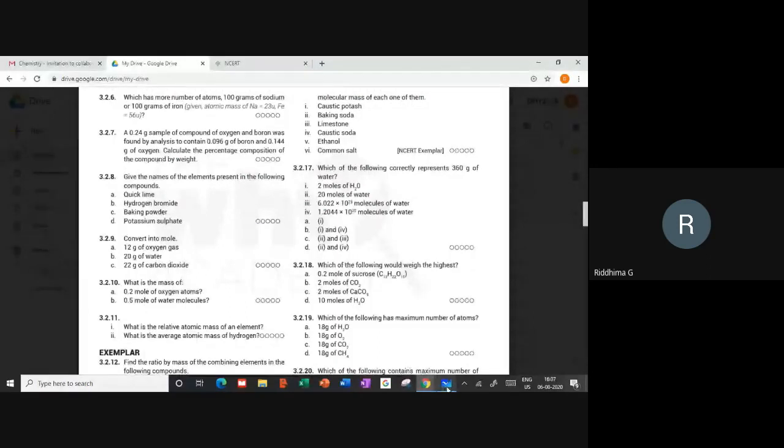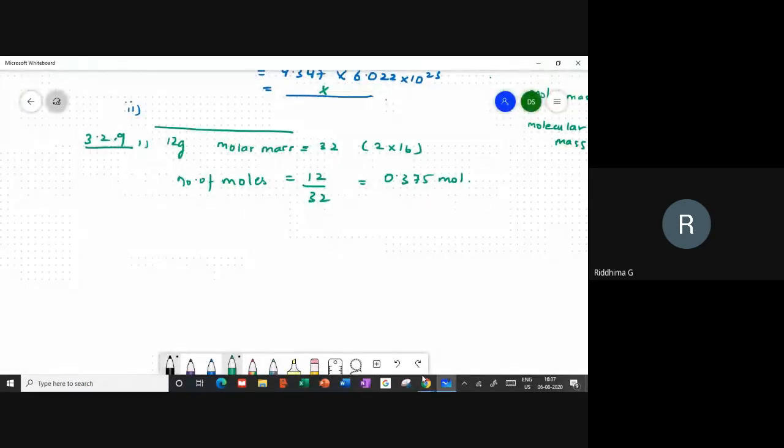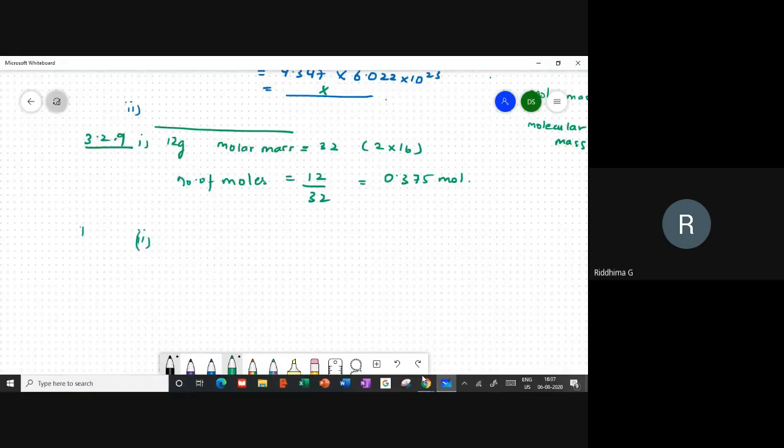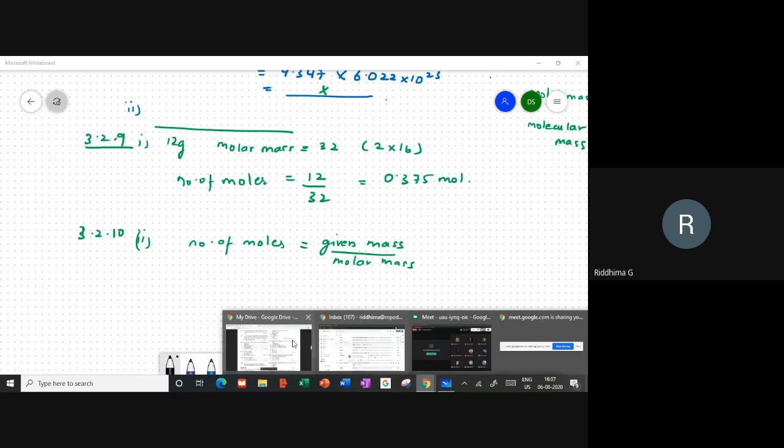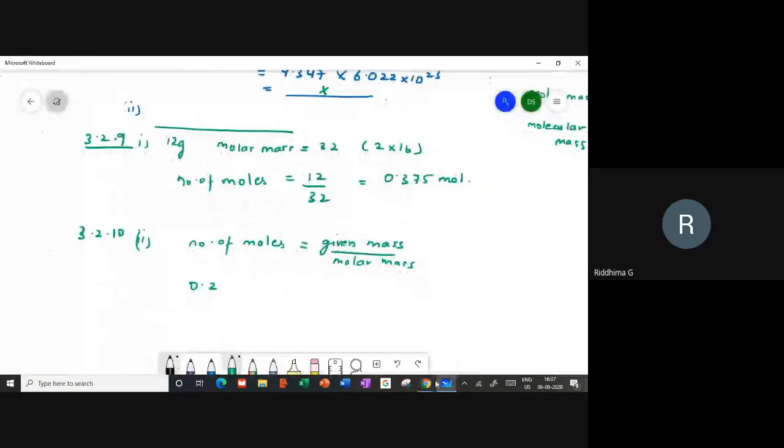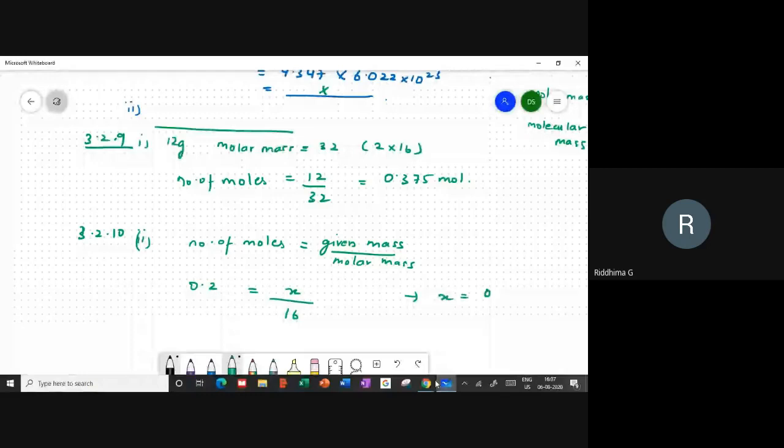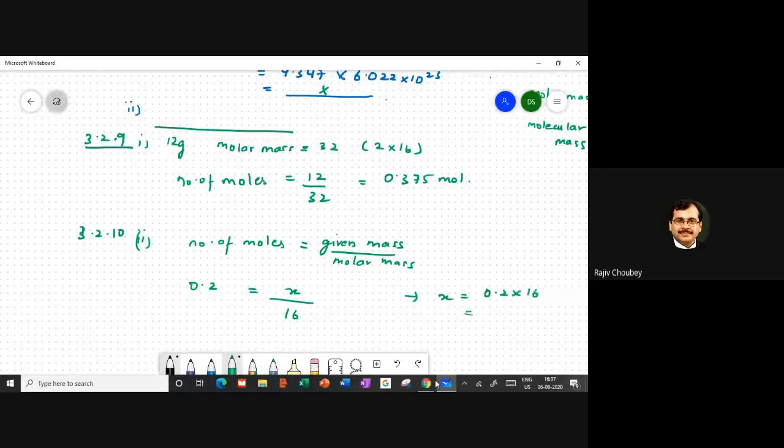So for this, the ninth one, the first part I solved. For the 10th one, let me solve the first part. It will be like this. Number of moles is equal to given mass by molar mass. Correct? They have given you the number of moles, which is 0.2. So 0.2 is equal to x by 16, since it is oxygen atom. So given mass x will be nothing but 0.2 into 16. That is 3.2 grams. Correct. Okay, that's done.